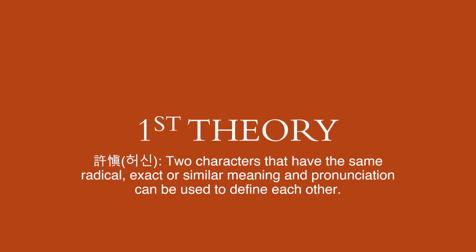Now, the last category I will be talking about is called chonju, mutually explanatory or synonymous characters. There are different theories on what chonju really is, but I will only talk about 2 versions, Theory A and Theory B. The first theory is based on the definition of Hoshin, a scholar from the Han Dynasty. He said that 2 characters that have the same radical, exact, or similar meaning and pronunciation can be used to define each other.